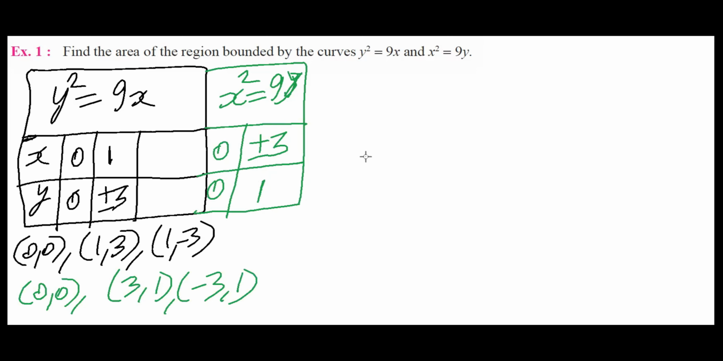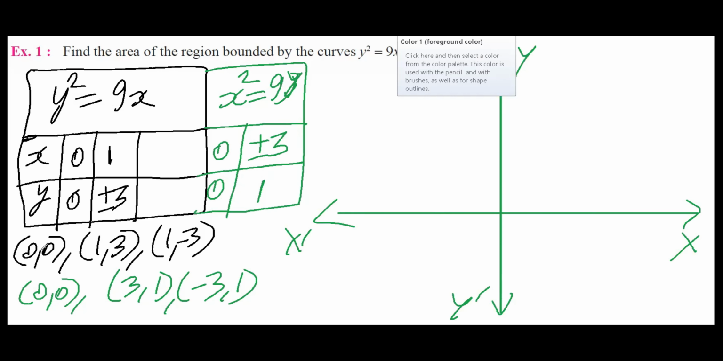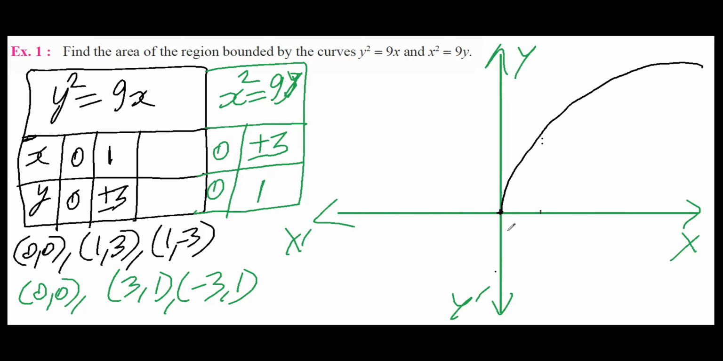Now based on these points, I will plot the curve. So this is your x dash, this is y dash. Let me plot first y square is equal to 9x. So it says 0 0, so one point is this. What is the second point? 1 3. So this is 1, and say this is 3. Similarly, x is 1 and y is -3. So the curve will be something like that. This will be the curve.